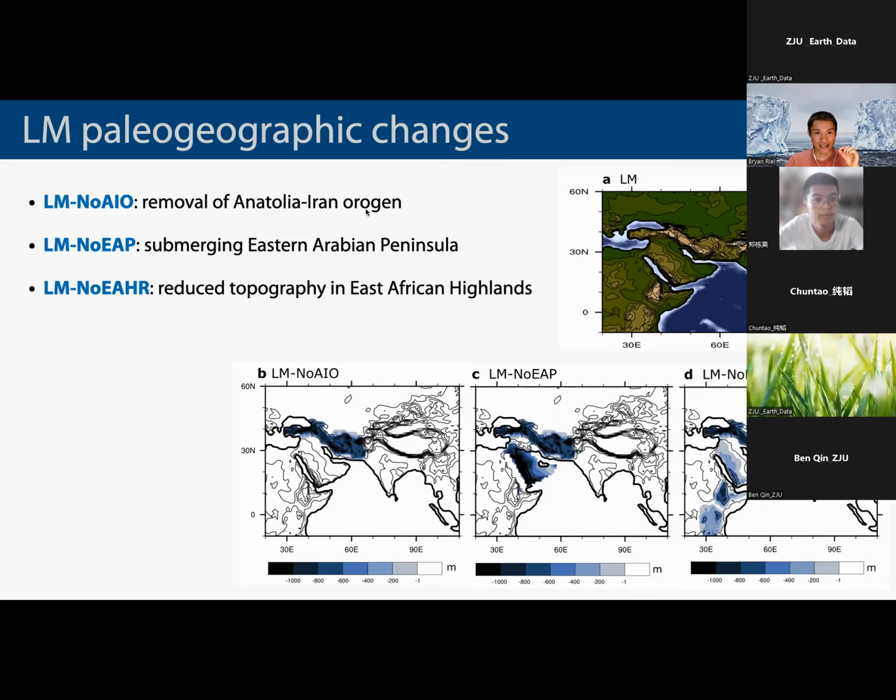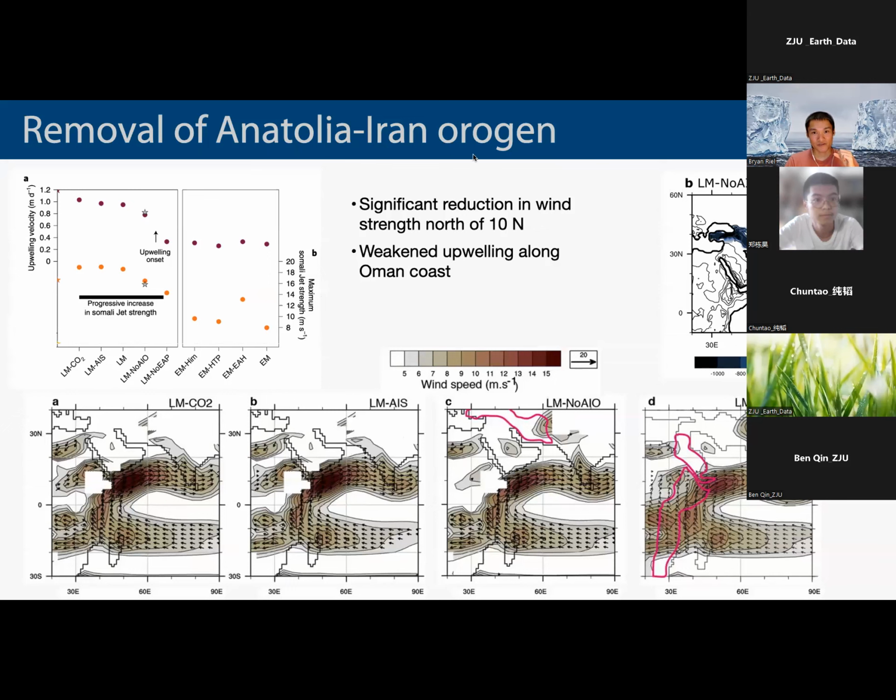NOAIO is removal of the Anatolia-Iran orogen. So basically, if you look at this color bar, deep blue is a negative. In this configuration, they remove all the mountains in this area, and they want to see what's the effect. In no EEP, that's essentially equivalent to submerging the Eastern Arabian Peninsula. They just remove this whole peninsula altogether and then see what's the effect. And finally, here in no EAHR, they get rid of all the East African highlands and then see what's the effect.